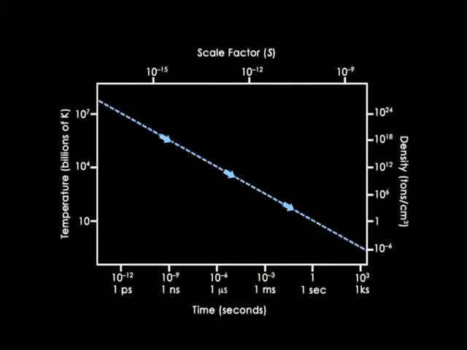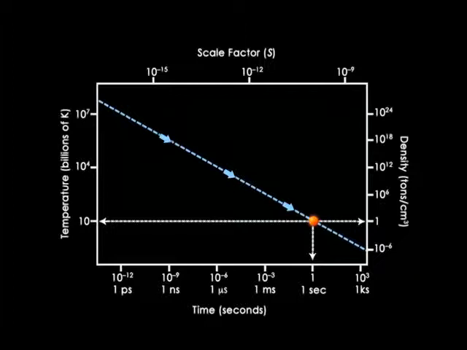Here's our graph from last lecture. We have exponential x-axis with time and scale factor along the bottom and top. A second to a millisecond to a microsecond to a nanosecond. They all have equal steps. And exponential y-axes with temperature and density on the left and right. So as time passes, the universe expands, cools, and thins out, following this dashed line, crossing 1 second here at 10 billion degrees and 1 ton per cubic centimetre.